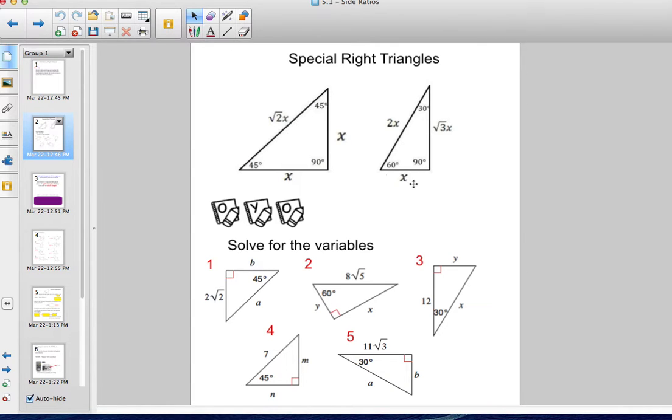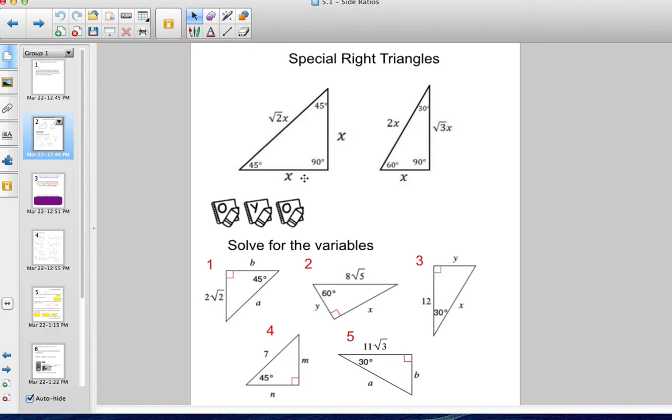And then a 30, 60, 90: the shortest leg is X and the hypotenuse is 2X. The trickiest one is the longest leg. A lot of people kind of confuse these two. The long leg is root 3X. I like to usually say X root 3, but here it's root 3X. Again, the X is not underneath the root. That's why I like putting it out in front. But these are ones you want to memorize for this lesson.